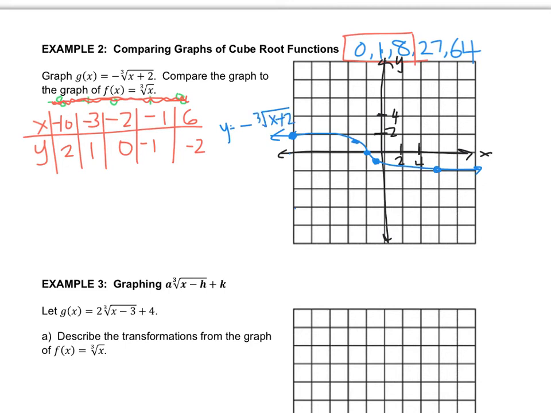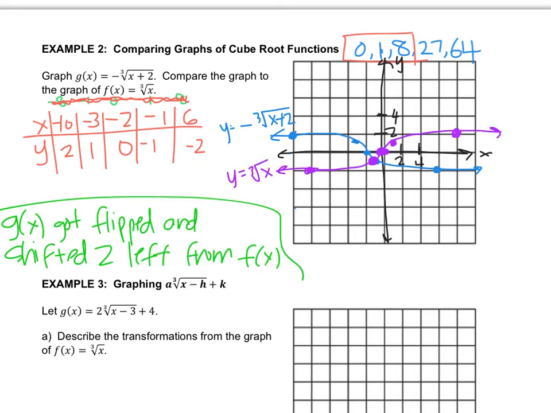So I won't make you regraph the radical x. I'm going to pop it up on the screen. If you want to regraph it, you can. You can see that compared to the parent function, it flipped. And because of this +2 inside the radical sign, it got shifted to the left. G of x got flipped and shifted 2 to the left.